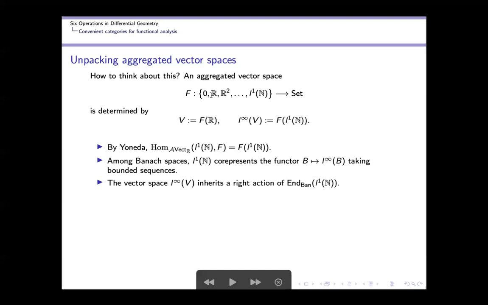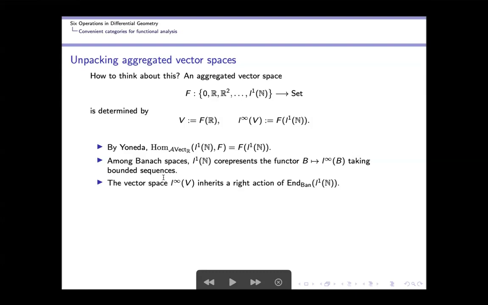So you should think of an aggregated vector space as being a vector space together with a set of bounded sequences. What are we doing here? Instead of axiomatizing the notion of a vector space with a topology, as you would usually do in functional analysis, now we're going to axiomatize the notion of a vector space with bounded sequences. And it turns out that this actually behaves much better categorically than topological vector spaces. If you take away anything from this talk, let it be that.